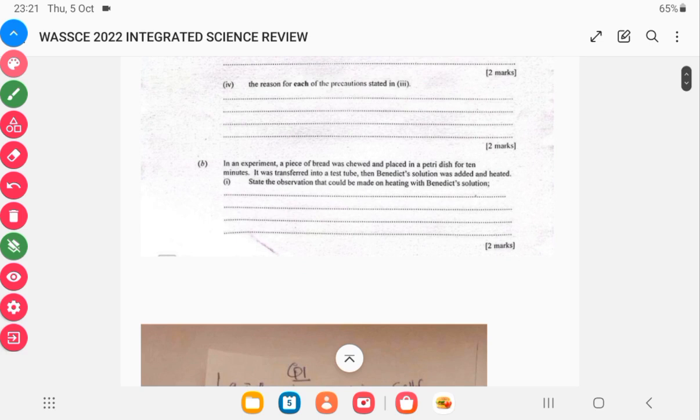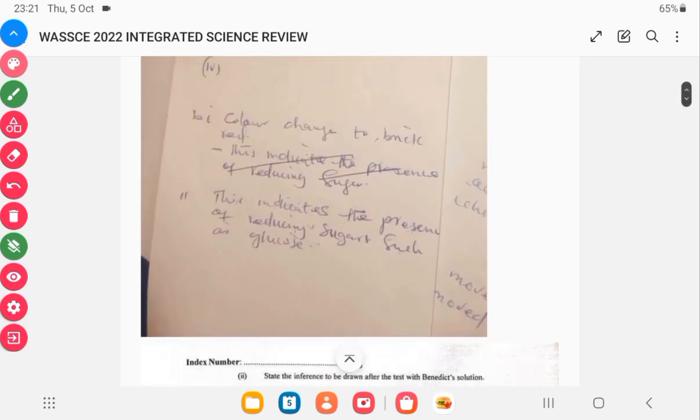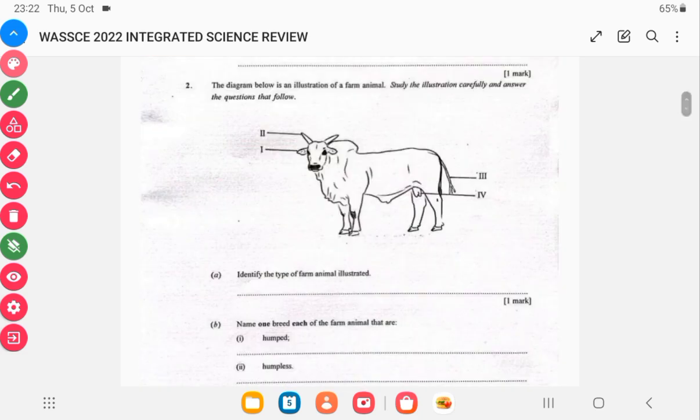Then the B says, in an experiment, a piece of bread was chilled and placed in a petri dish for 10 minutes. It was transferred into a test tube. Then Benedict's solution was added and heated. State the observation: it is definitely going to become brick red. State the inference to be drawn after the test with Benedict's solution. It indicates the presence of reducing sugars. I will read the questions and scroll to the answer section so that you can get it from there.